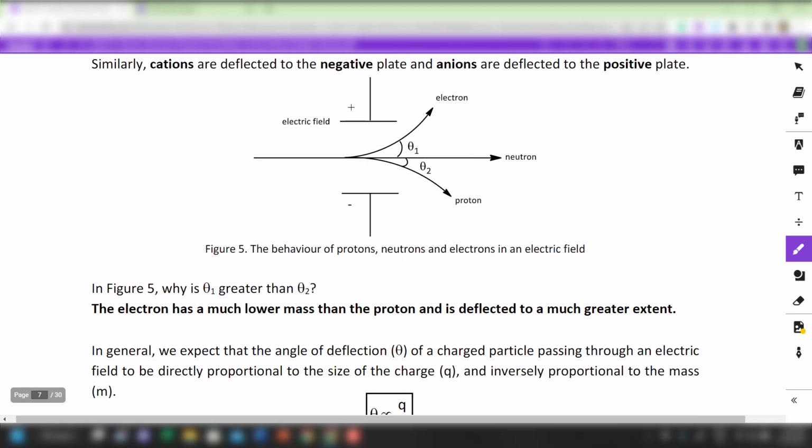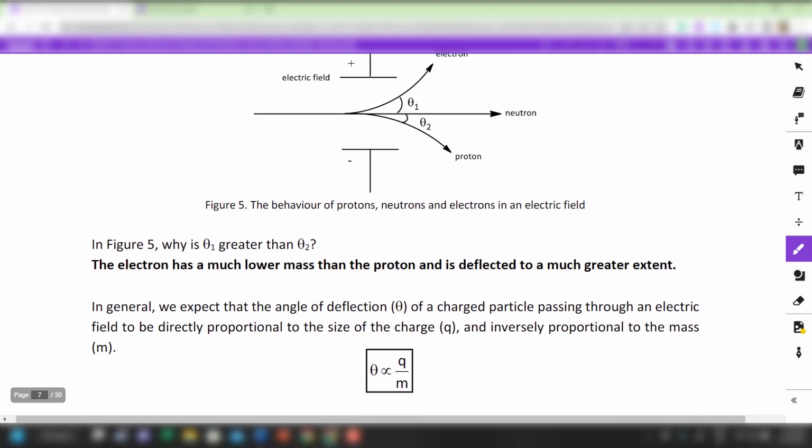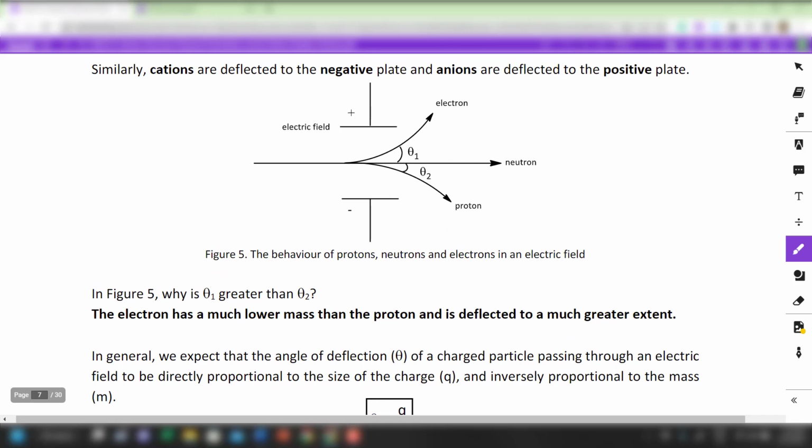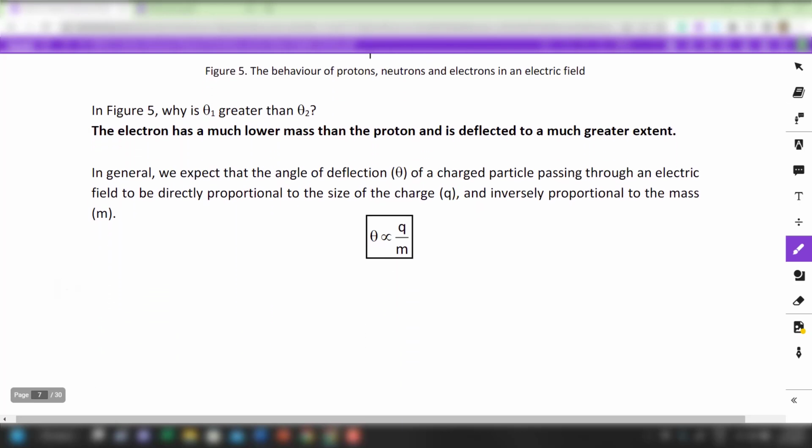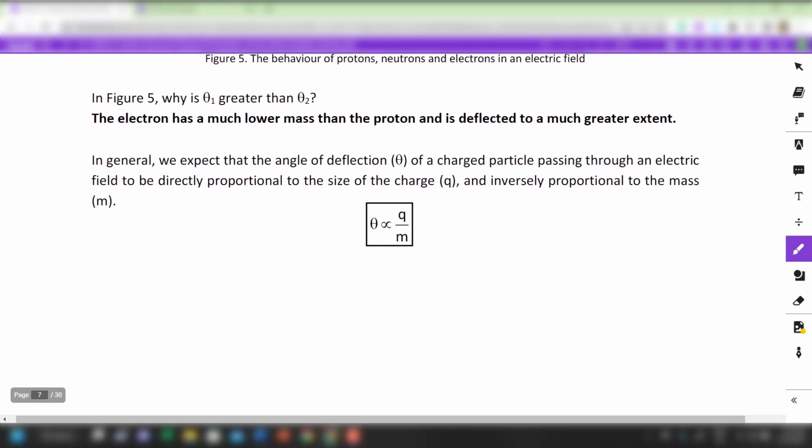Over here, the question is: in figure 5, why is theta 1 bigger than theta 2? Of course the answer is given to you. This is due to the mass. The electrons have a lower mass, so they are deflected to a greater extent. This idea is based on this general formula, so do take note of this. The angle of deflection theta is directly proportional to the charge, but inversely proportional to the mass.